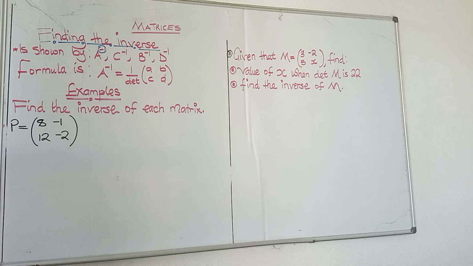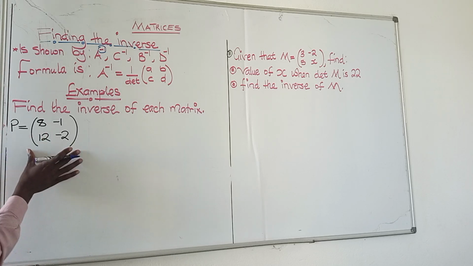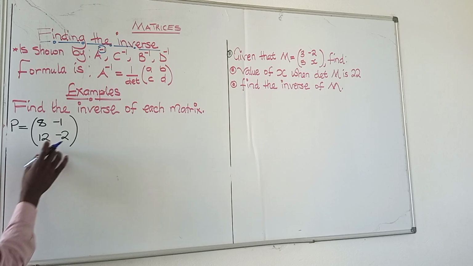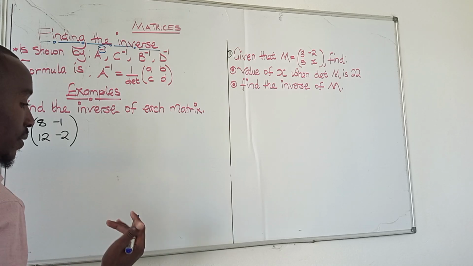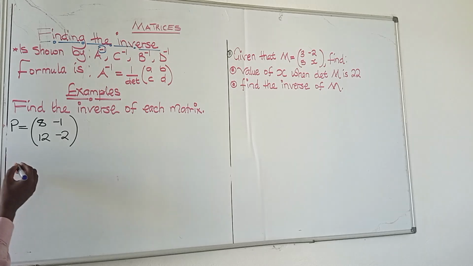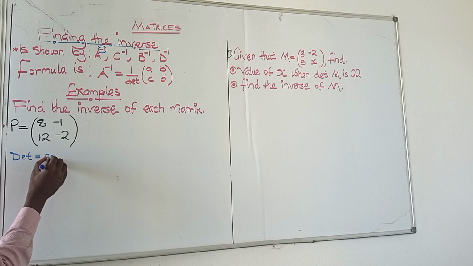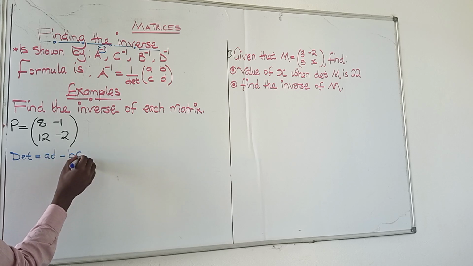Now, let's go straight into an example so that you understand. Find the inverse of each matrix. Number 1, P is equal to this matrix. Before you find the inverse, you need to know the determinant. So we first find the determinant. The determinant is equal to AD minus BC.